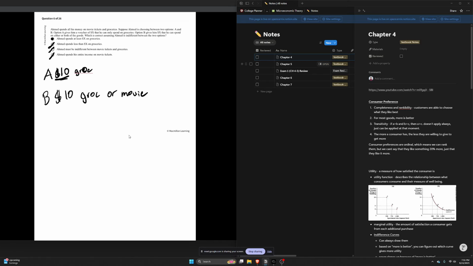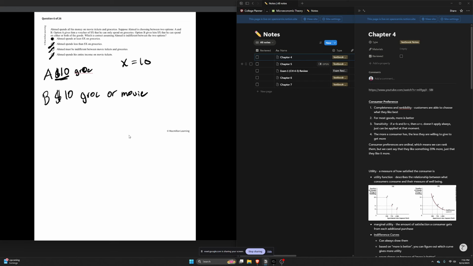All right. Spends all his money on movie tickets and groceries. Suppose Ahmed is choosing between two options, A and B. Option A gives him a voucher of a certain amount of money that he can spend on groceries. I'm going to say that that's 10 just because it's easier to talk about that way.